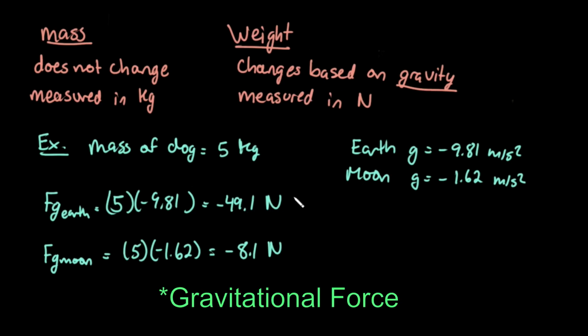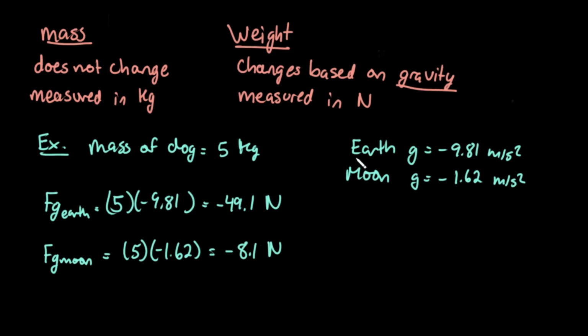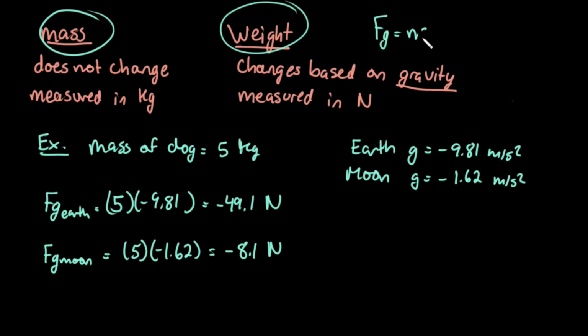Just to review, gravitational acceleration takes into account the mass of two objects. The gravitational force acting on an object will cause it to have a weight. And the formula that we use to calculate the gravitational force of an object is Fg is equal to m times g.